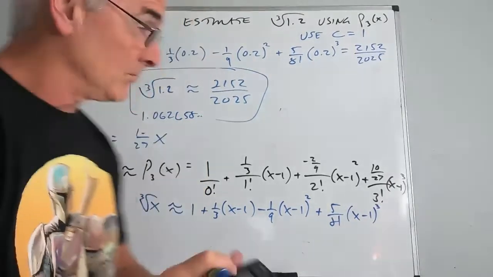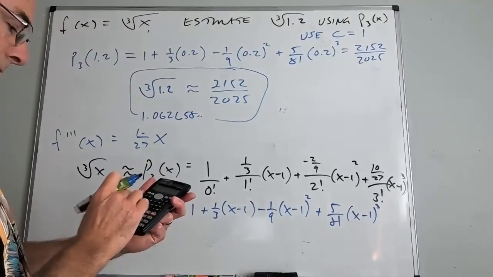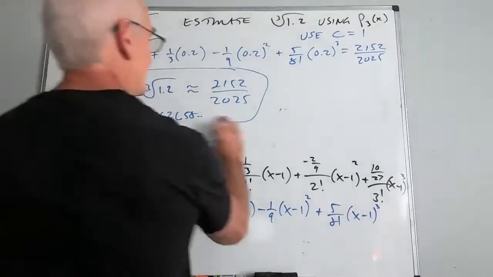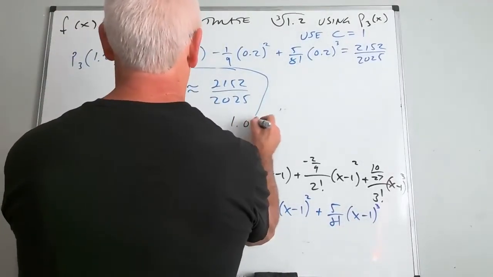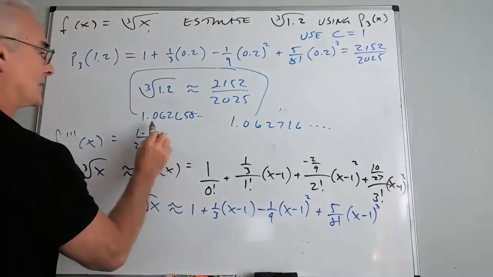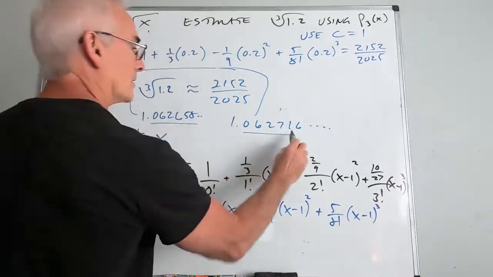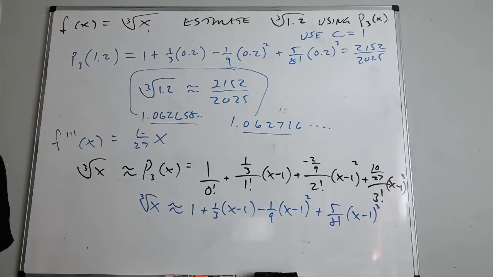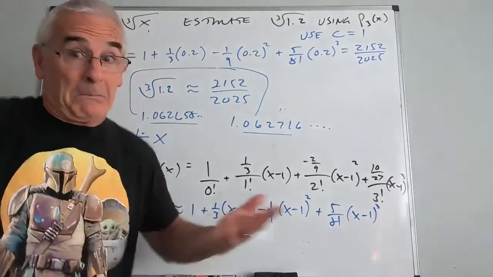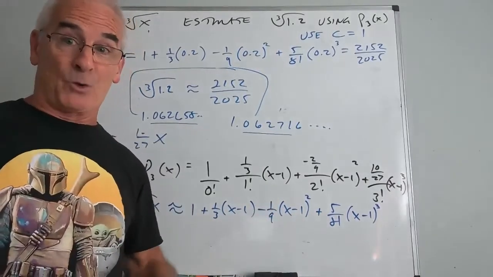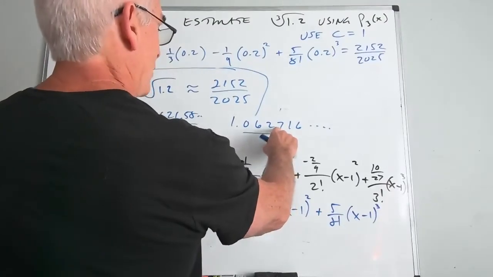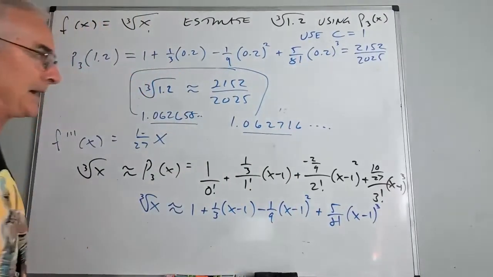All right. Now, 2152 over 2025, which is a rational number. This number is approximately 1.026716, blah, blah, blah. So when I'm looking at my numbers, wow, they don't disagree until the fourth decimal place. That's pretty good accuracy. If you look at it, they differ by less than 1/10,000th.